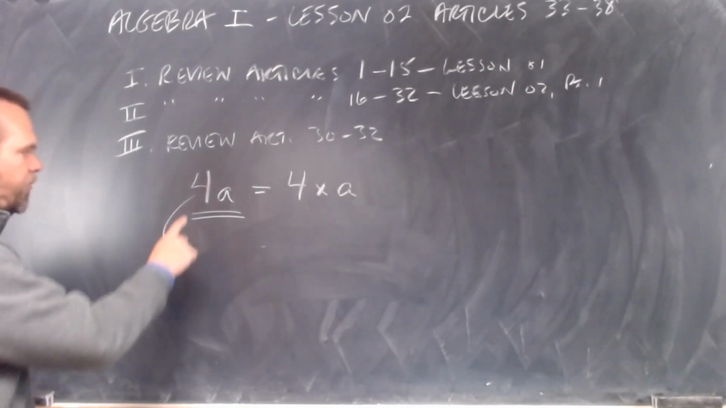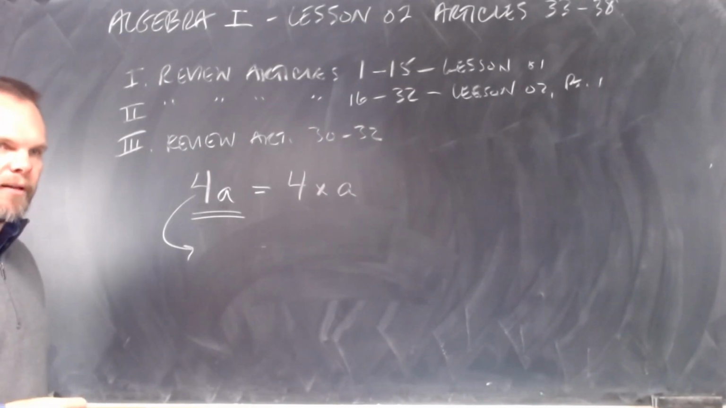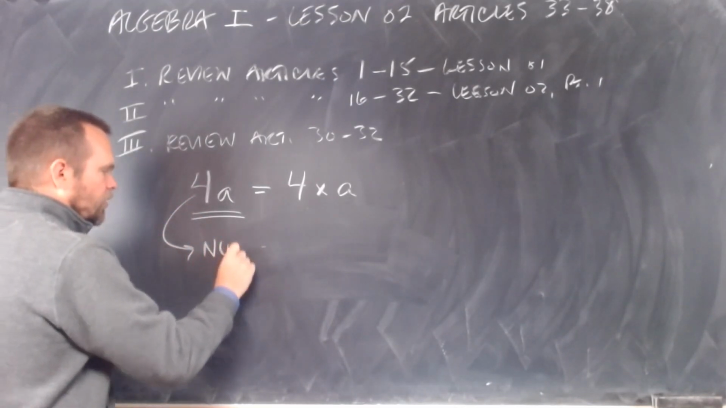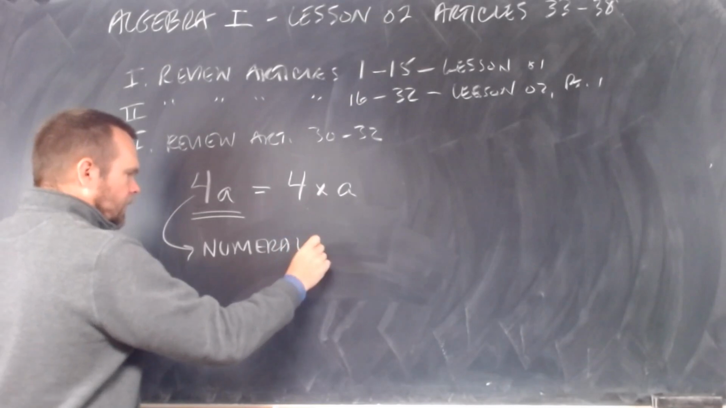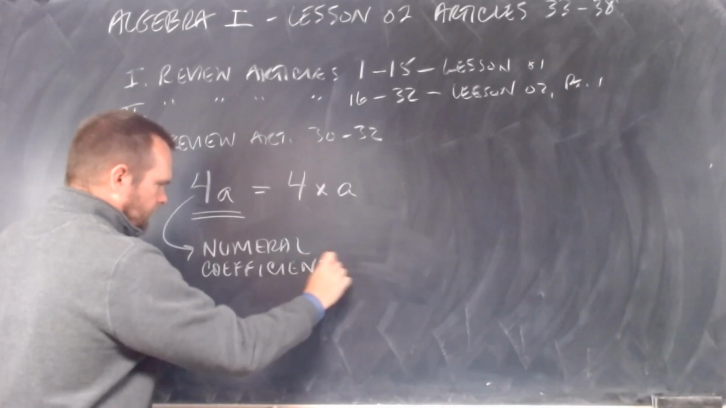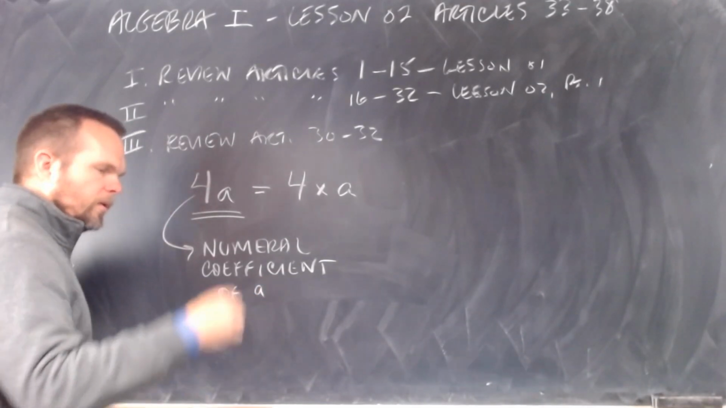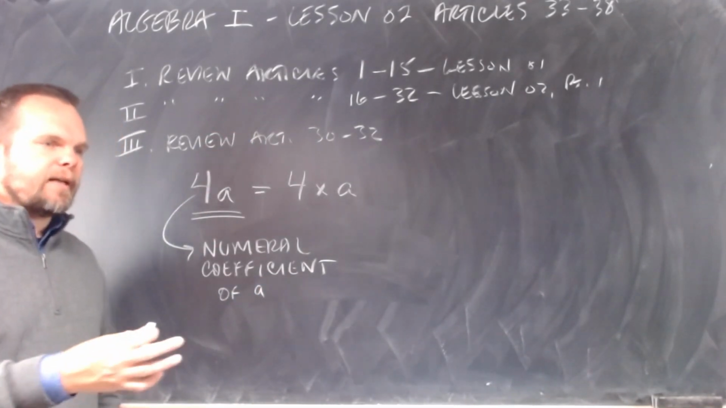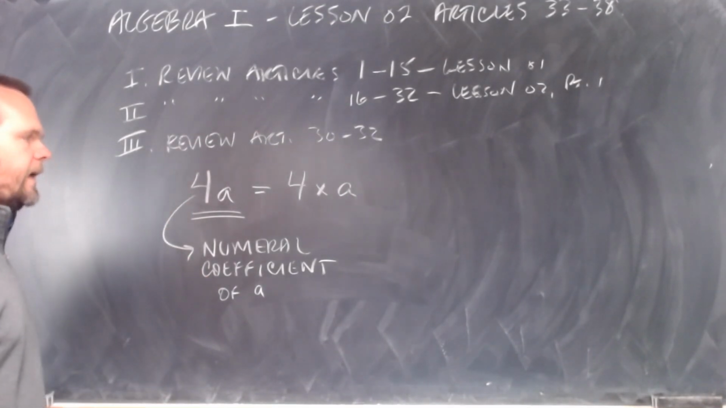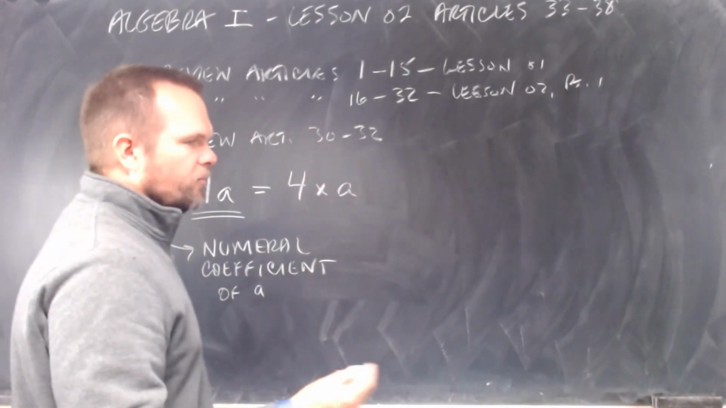All right? 4 is the coefficient of a. It's the number that's multiplied with it. 4 is the coefficient of a. 4 is the numeral coefficient. We have to get our vocabulary up to a higher level so that we can begin to communicate in algebra. 4 is the numerical coefficient of a. That's a numeral coefficient or numerical coefficient.